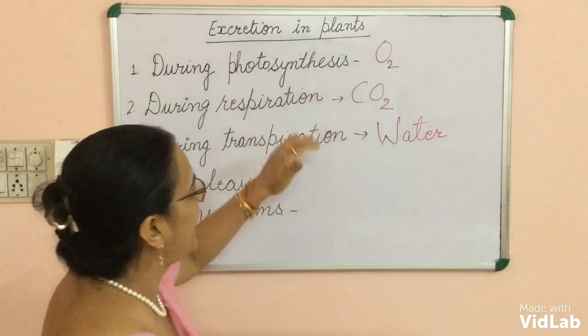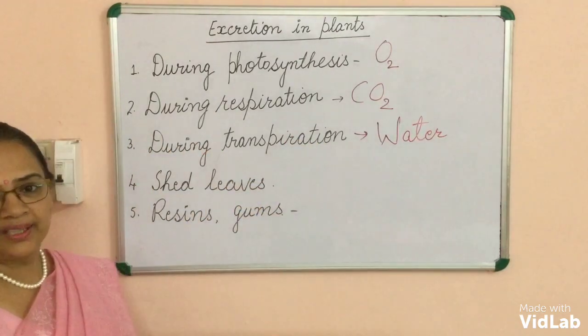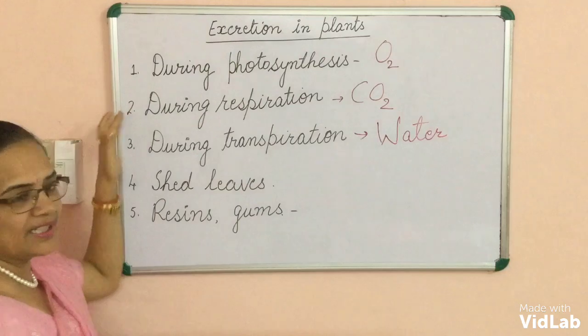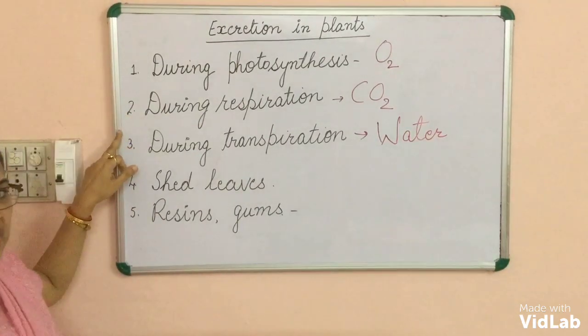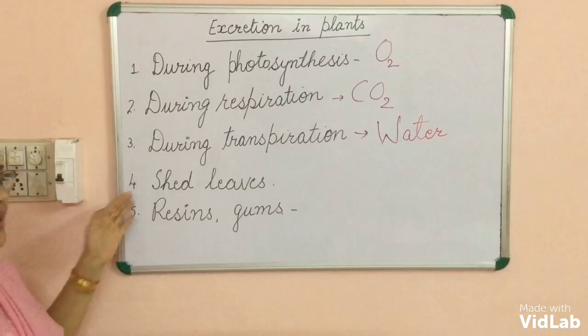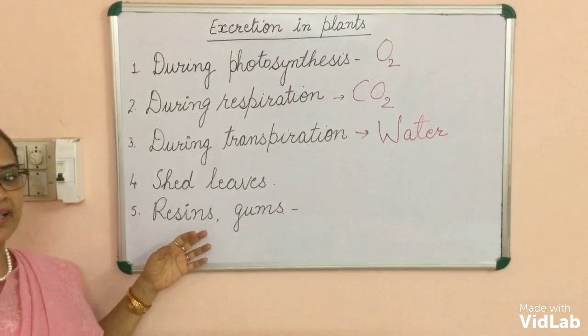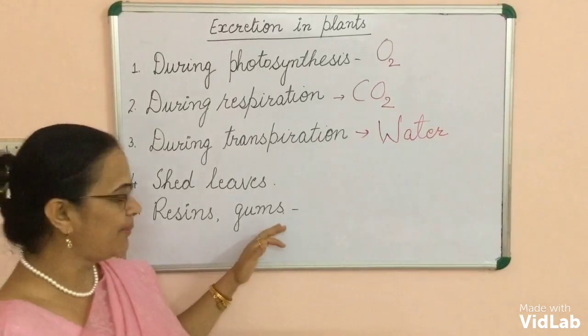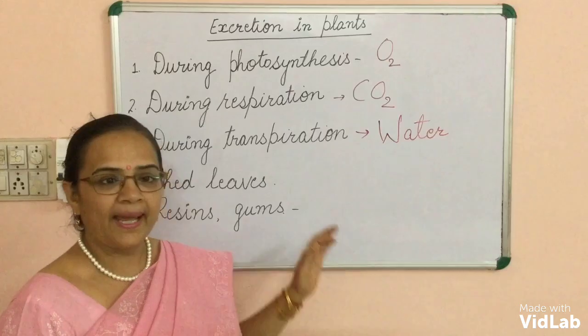So these are the different ways plants excrete their waste. You can write these in 5 points: first, during photosynthesis; during respiration; during transpiration; they shed their leaves also; and they shed waste material in the form of resins and gum also. So in this way we have completed our chapter on excretion.